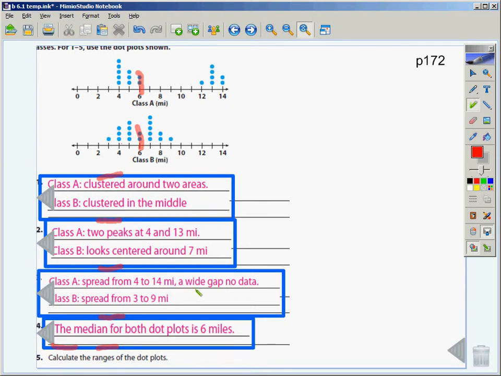What does it mean by, like, for Class A on number 3, no data? What are we talking about? On number 3, Class A, it says no data. Like I said, it says a gap where there's no data. There's this wide gap in here where there's what? There's no dots. There's no data in between. Okay?